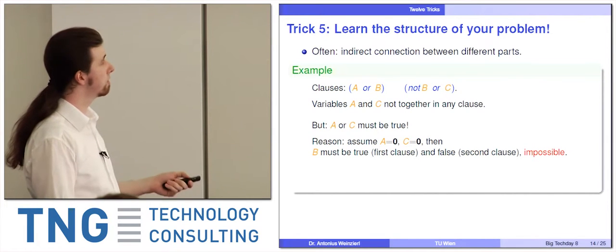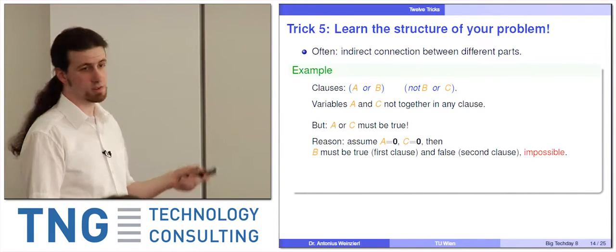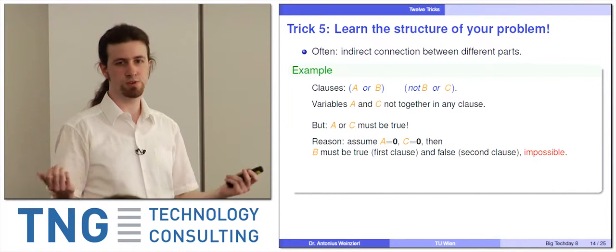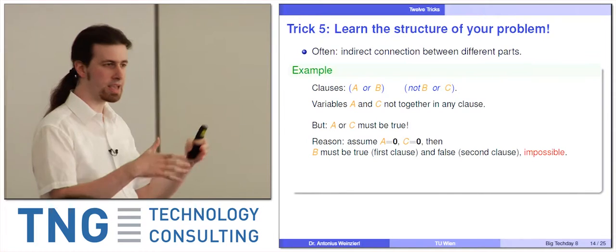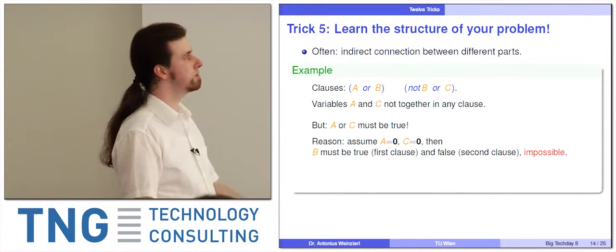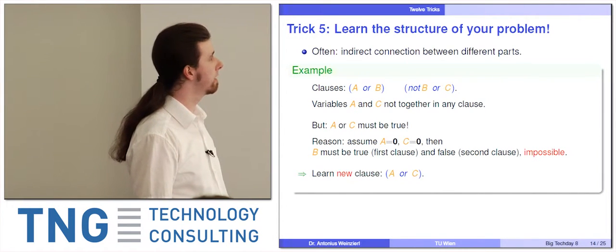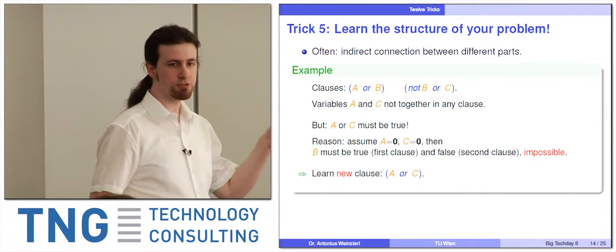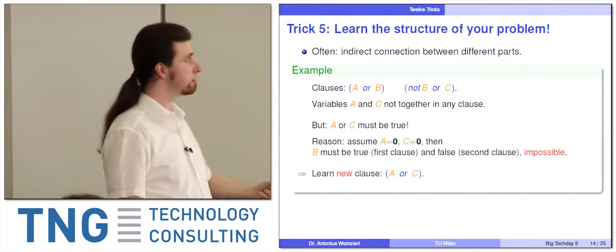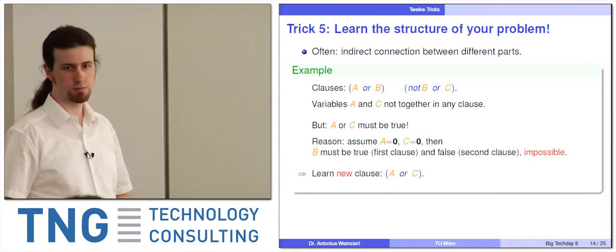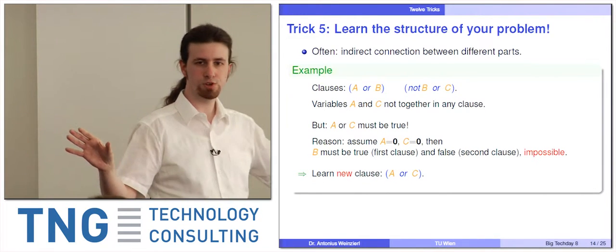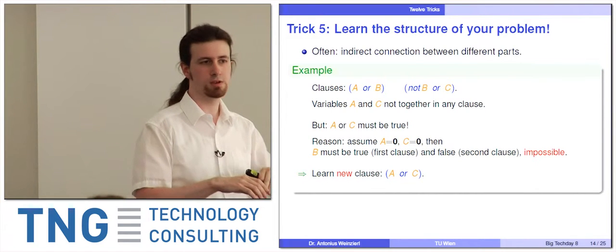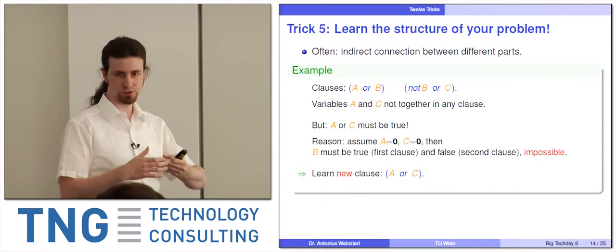So therefore, A or C must be true. One of those two must be true, otherwise we don't find a value for the B. Otherwise, every value for the B will be a wrong one. So we can directly learn a new clause, which is A or C. And this clause now connects two things which previously have not been connected. So this shows some structure.